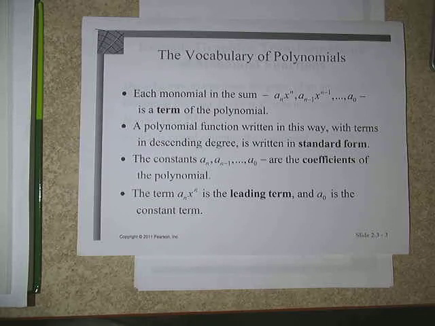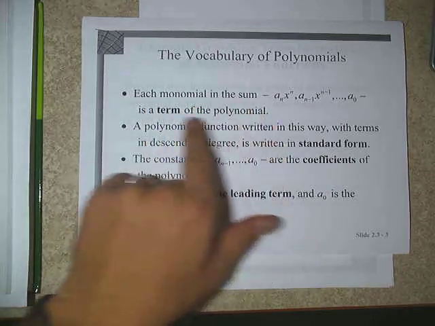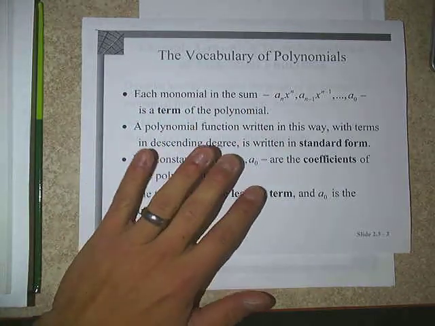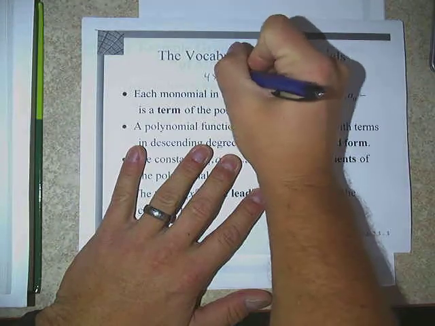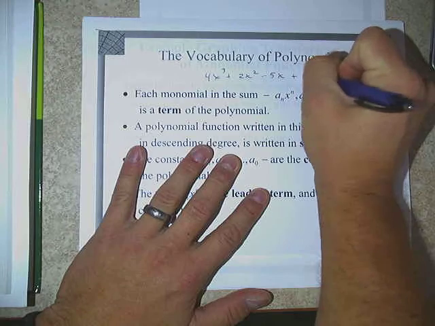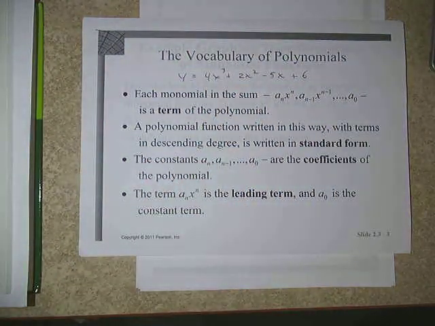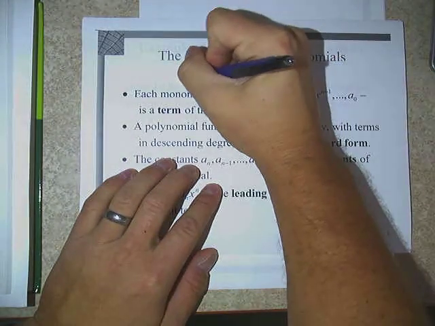Starting out, we're going to look at some vocabulary first. Ultimately, if we have a polynomial, each monomial in the sum we call a term. So if I take some random polynomial like 4x to the third plus 2x squared minus 5x plus 6, if that's my function I'm going to be dealing with, that is a polynomial function as defined earlier.